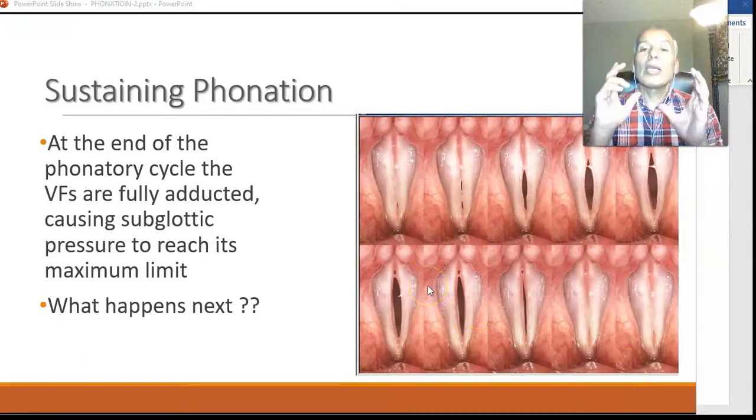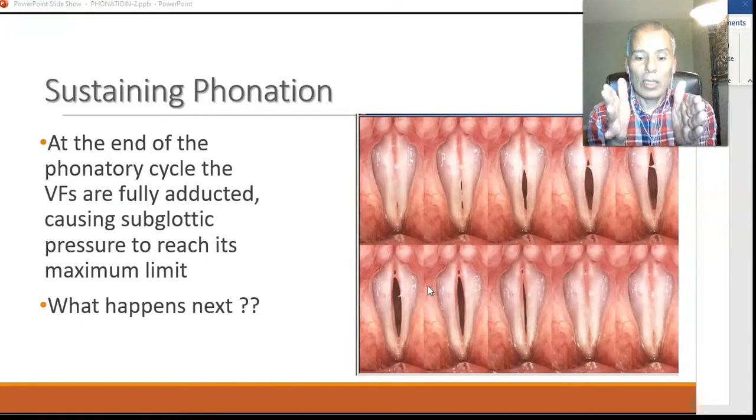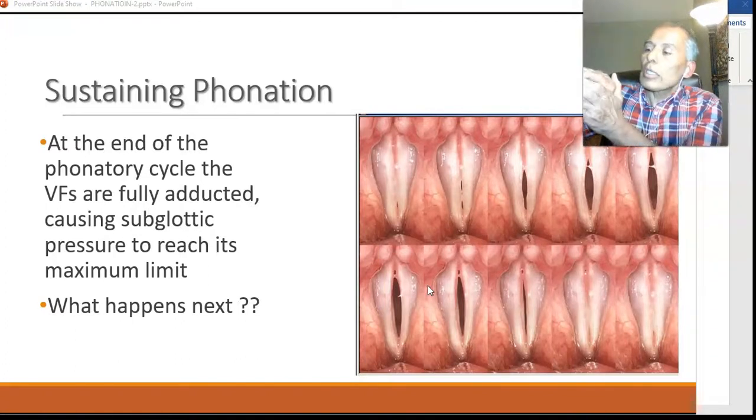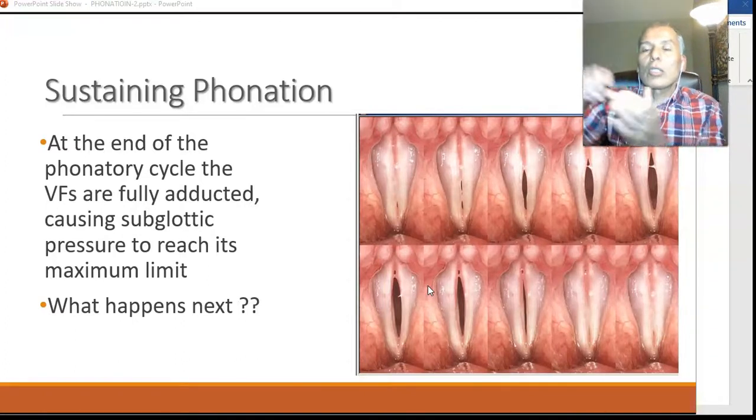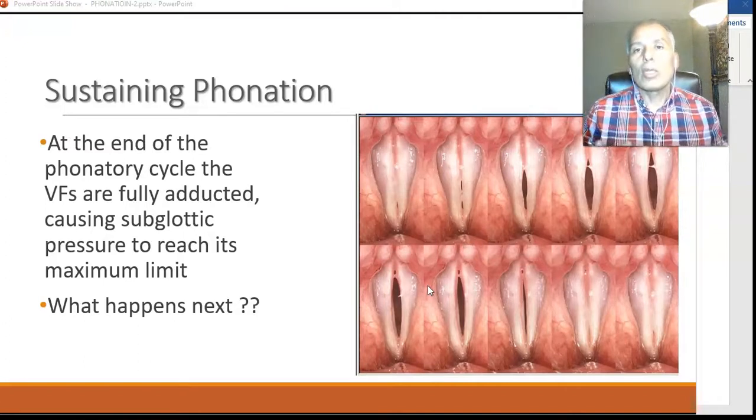You need to understand what I said. You need to know that this is what is generating the cycle of phonation. The closing phase and the opening phase are produced as a result of the mutual resistance between subglottic pressure beneath the vocal folds and the elastic force of the vocal fold mucosa, the vocal fold tissue.